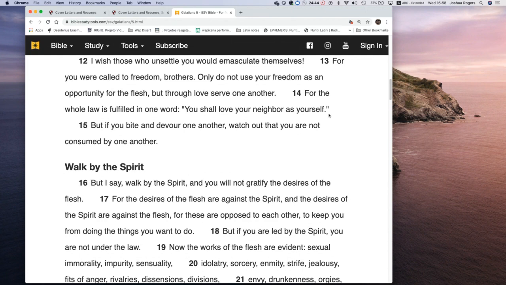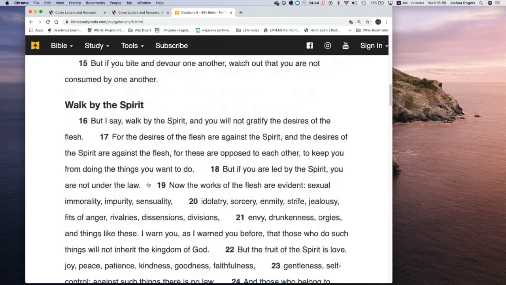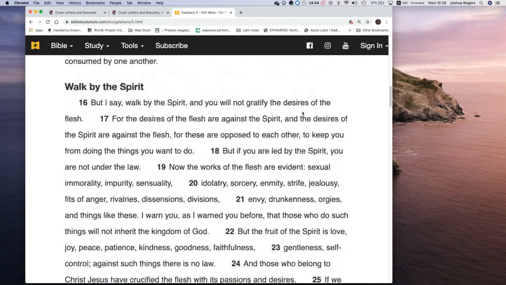them, right? Verse 15, if you bite and devour one another, watch out that you're not consumed by one another. But I say, walk by the Spirit. You'll not gratify the desires of the flesh, for the desires of the flesh are against the Spirit.